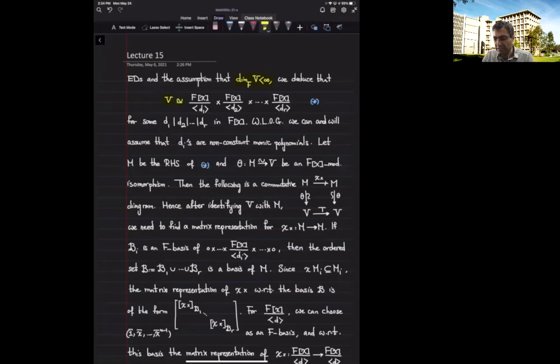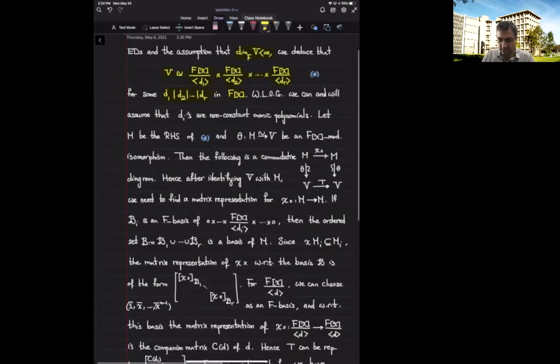Deduce that V as an F[x] module is isomorphic to F[x] over the ideal generated by D1, F[x] modded out by the ideal generated by D2, and so on, for some monic non-constant polynomials, D1 dividing D2 dividing up to Dr in F[x]. We used a bit of ring theory: the ideal doesn't change as I change the generator up to a unit, so I can assume that the D sub i's are monic. I can drop the zero factors, so I can assume that they are non-constant. So the D sub i's are non-constant monic polynomials.